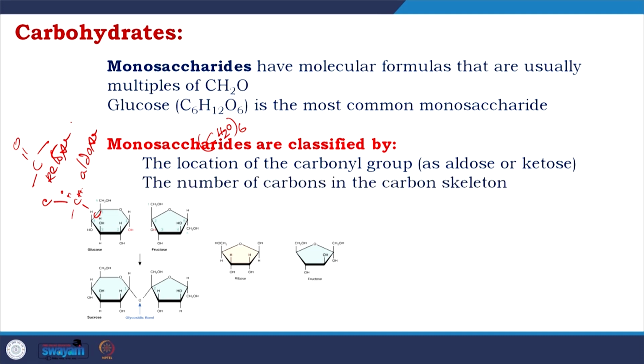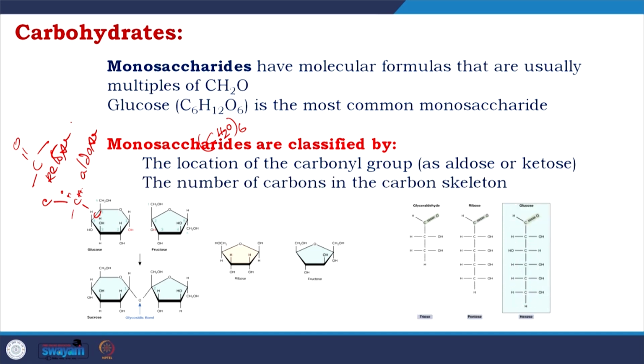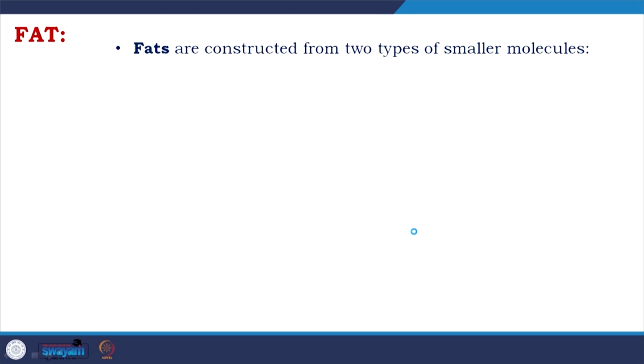Also with the number of carbons in the carbon skeleton. So, if you see here 1, 2, 3, they are called triose. Glyceraldehyde is a triose. If it is 5, they are called pentose. Ribose, deoxyribose are pentose. If it is 6, they are called hexose. Glucose, fructose are hexose.